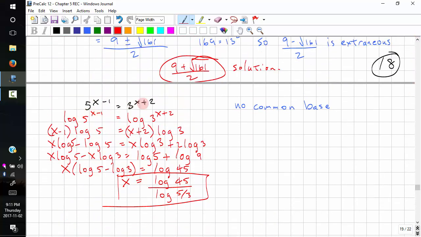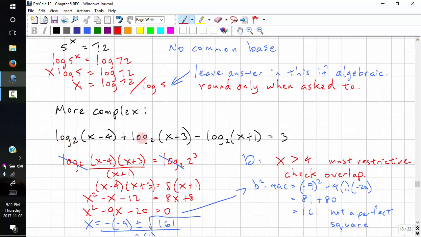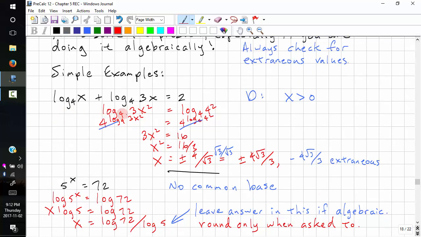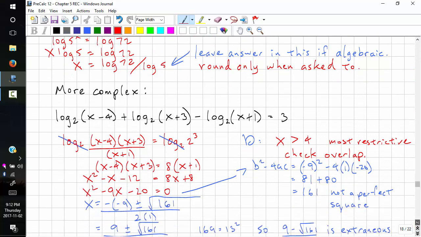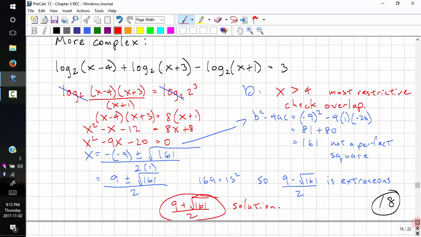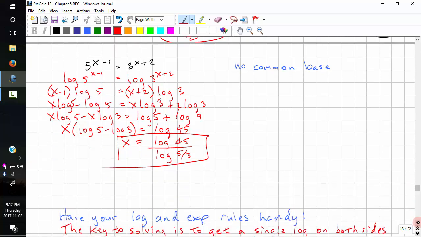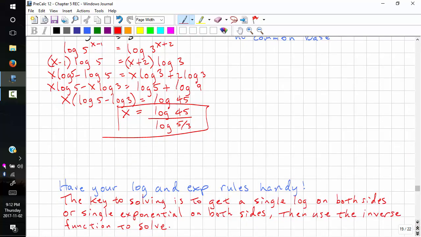So here we had exponentials, and we just took the log of both sides. Here we had logs that we had to simplify, and then we wanted to get a log on the other side. Here, again, we had a log on one side, and we need to convert this to a log on the other side, and then use the inverse operation. And again here, we use the inverse operation to get rid of the logs. Here we just kept the logs in our answer. And that completes this lesson.